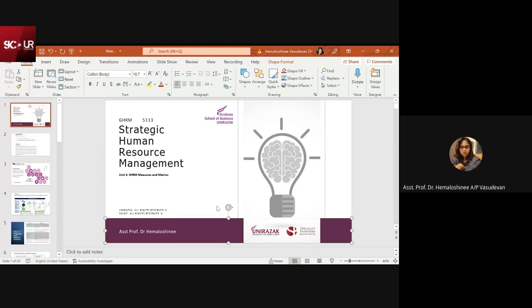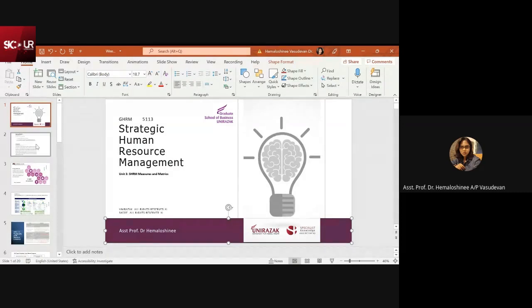Okay, so today our unit will be unit 3 and 4. So two units will be covered in one day for the second week. For unit 3, we are going to talk about strategy, human resource management, measure and metric. What are the measures and metrics they are using to draw their strategy in the organization itself?